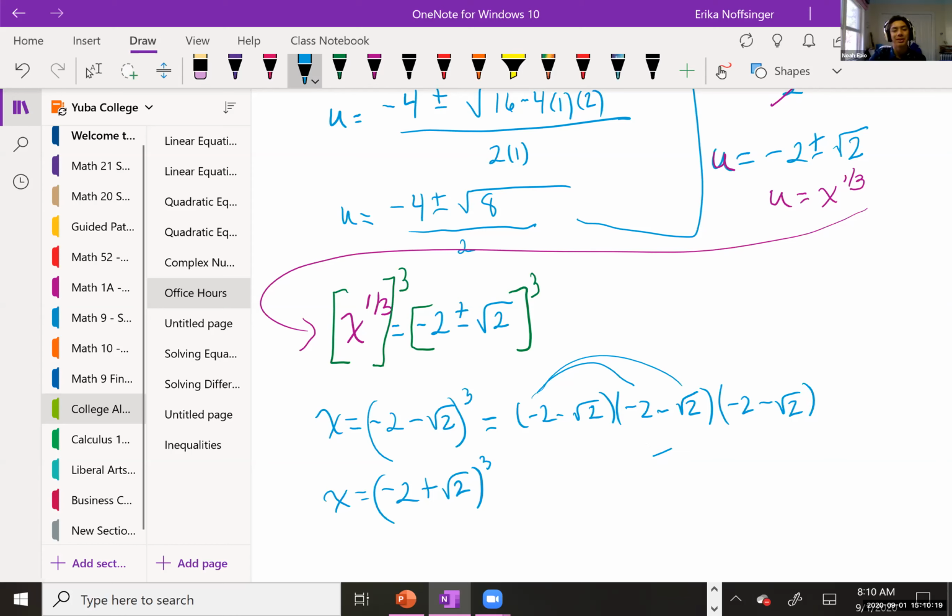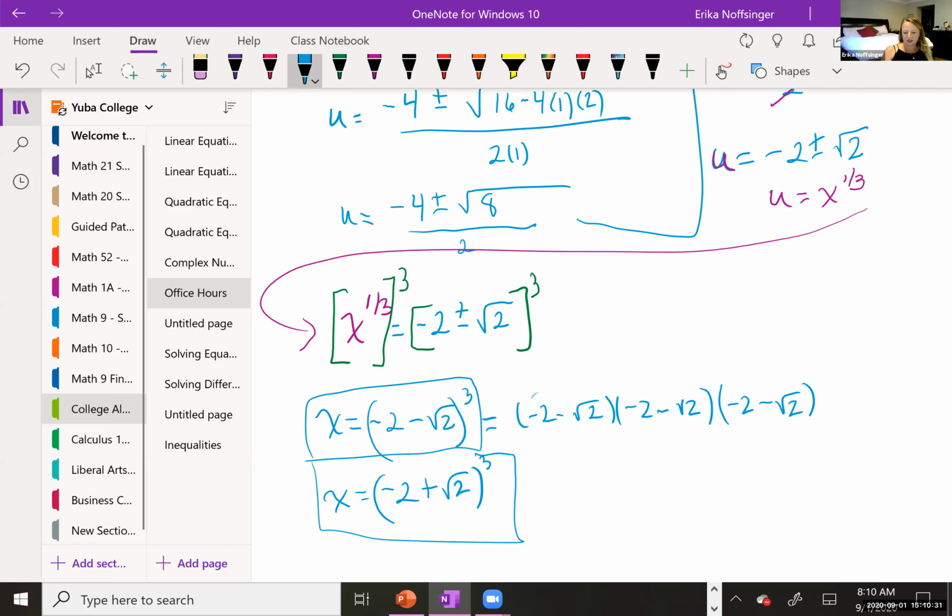Sounds good. So on like a test or something, it would just be -2 minus the square root of 2, cubed. Yep. Okay, cool. Thank you. Yep. But look and see on the homework how they want you to write it. They probably said put it as a decimal and round it to the hundredths or whatever.